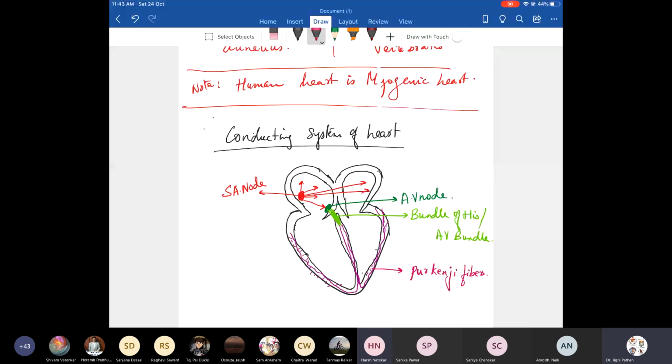Ma'am, what have you written? Bundle of His. Bundle of His, H-I-S. You can write. So most of them are showing the expression about Tanmay, right? So nobody is revising. There are only a few who are revising the topics.